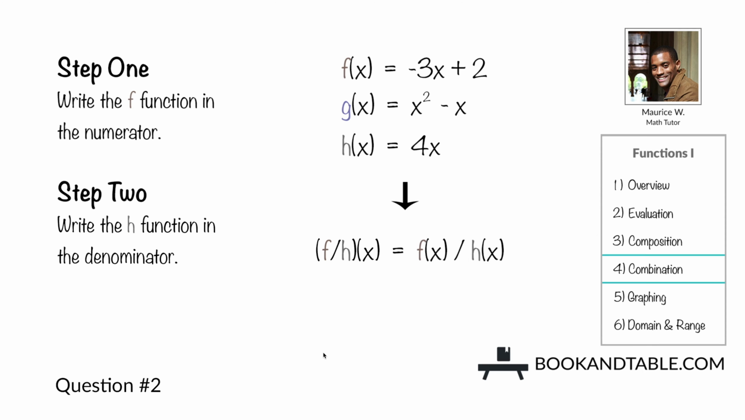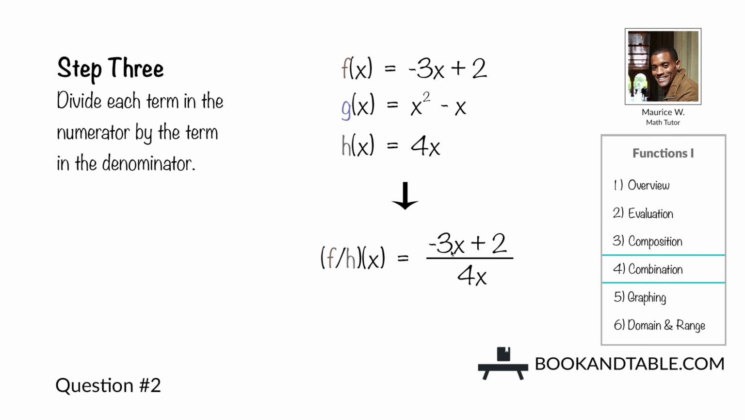Let's now have a look at question number 2. What is f divided by h of x equal to? So step 1, write the f function in the numerator. And step 2, write the h function in the denominator. And now step 3, we can divide each term in the numerator by the term in the denominator, giving us negative 3x divided by 4x. The x's cancel each other out, giving us negative 3 over 4.